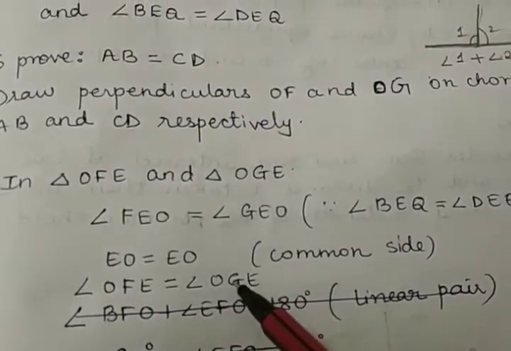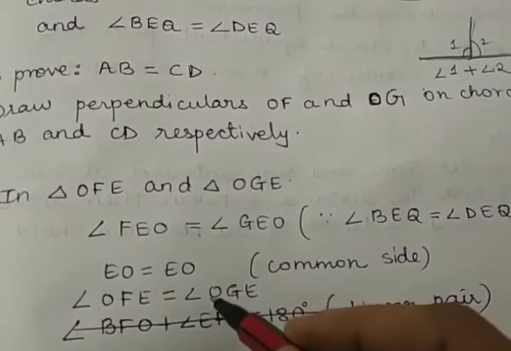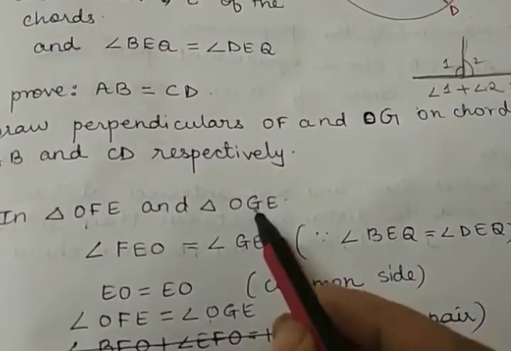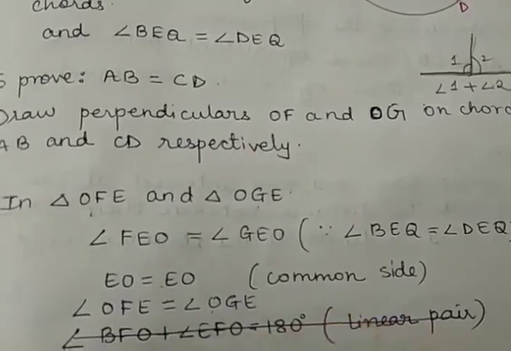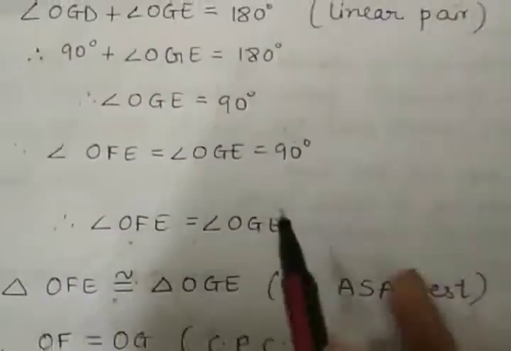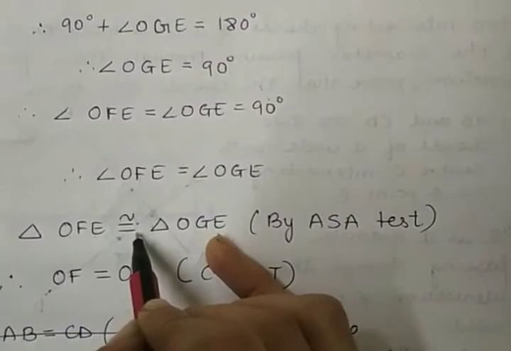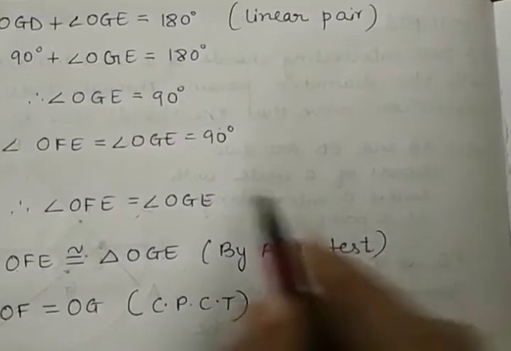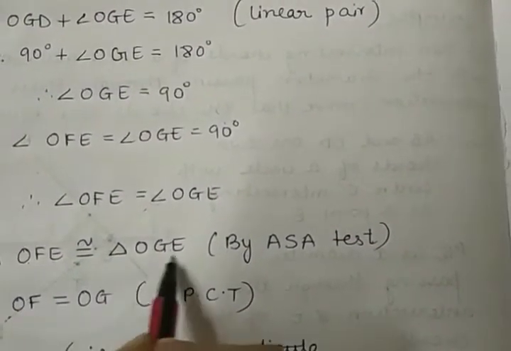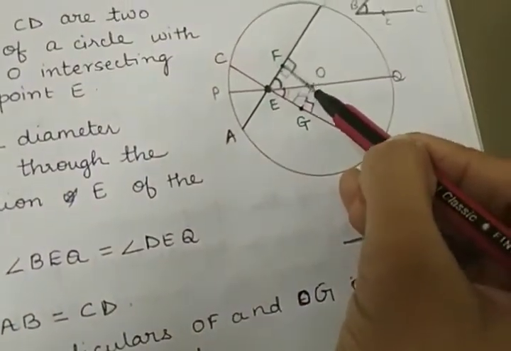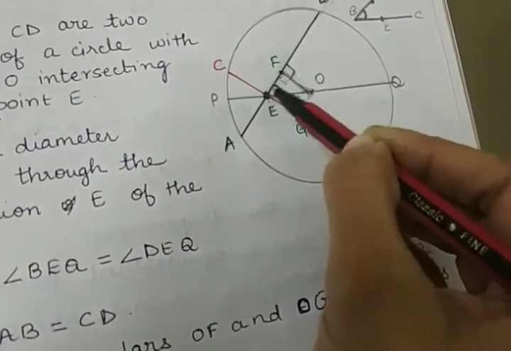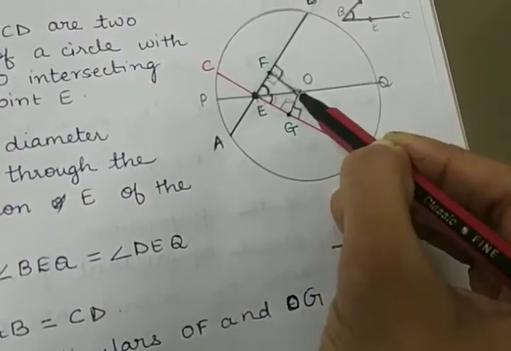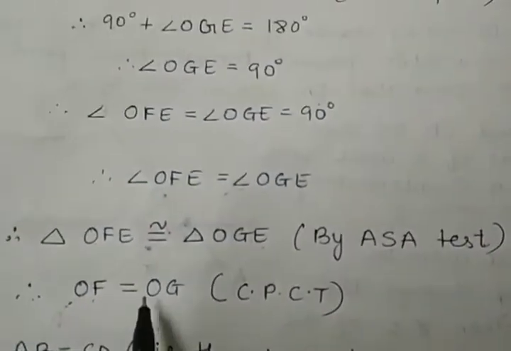So what can you say? Since you have got three conditions, these two triangles are congruent. By which test? You have angle, side, angle, correct? Okay, so you have triangle OFE is congruent to triangle OGE by ASA test. Therefore, if these two triangles are congruent, this side should be equal to this side. So OG is equal to OF, or OF is equal to OG.